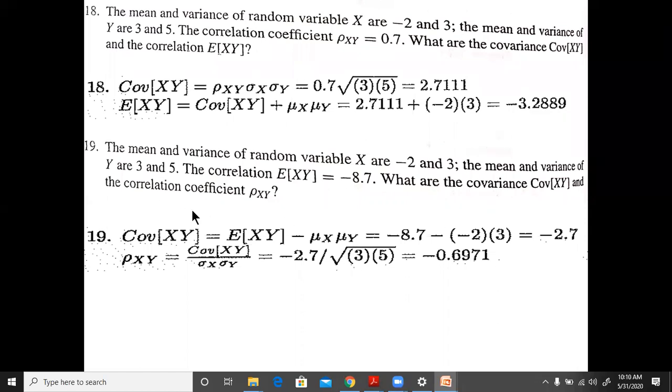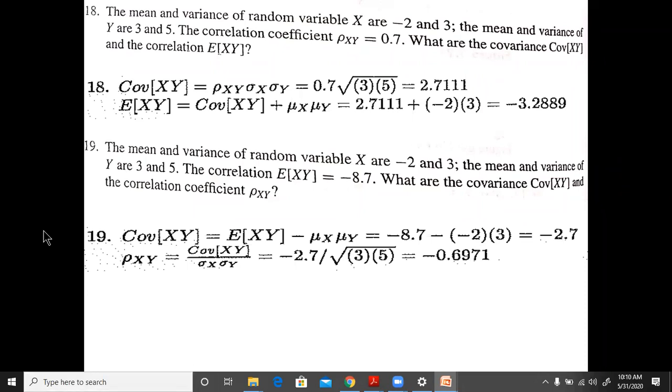19th problem, the vice versa is done over here. Mean and variance of x and mean and variance of y are the same, which are given there. Only that E of xy is given as -8.7. What are the covariance value and the correlation coefficient? So we can find covariance because we know this, and we know mu x, which is -2, and mu y, which is 3. So from that you can find -8.7 minus of -2 into 3. That will give -2.7 as the covariance.